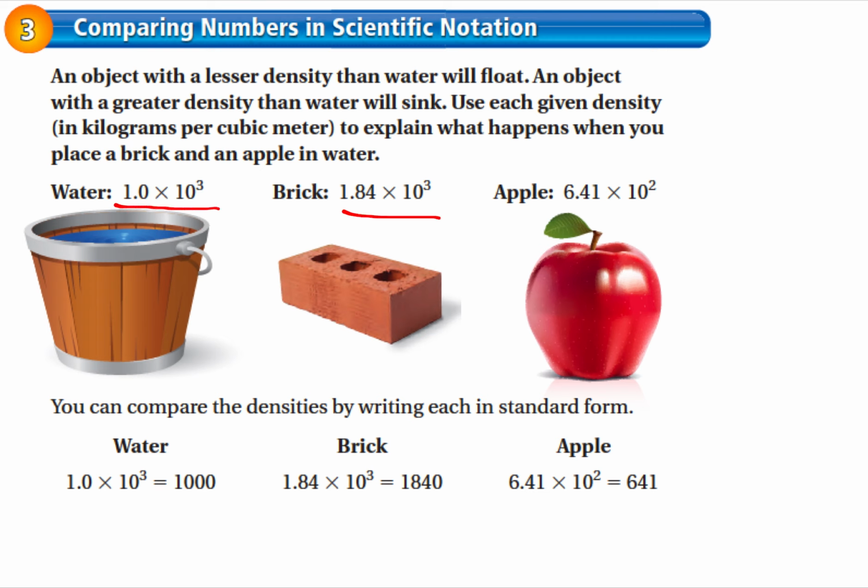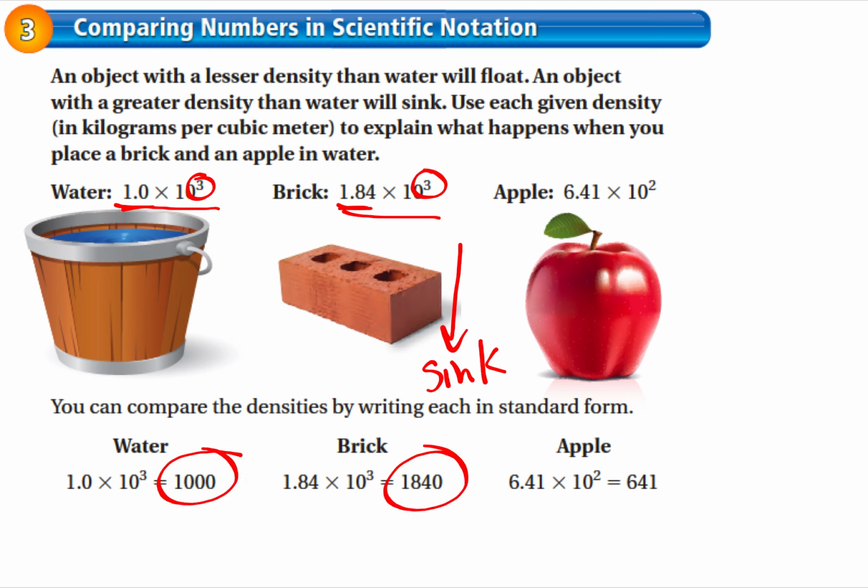Is the brick greater density than the water? Well, they both have the same exponent, and you can look at their factors now if they have the same exponent. And brick is heavier, it will sink. You can actually see that down here. It's 1,000 compared to 1840.